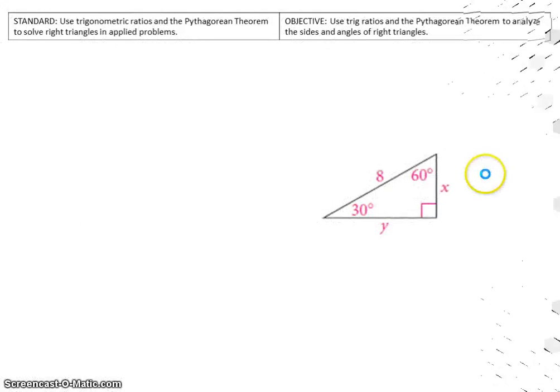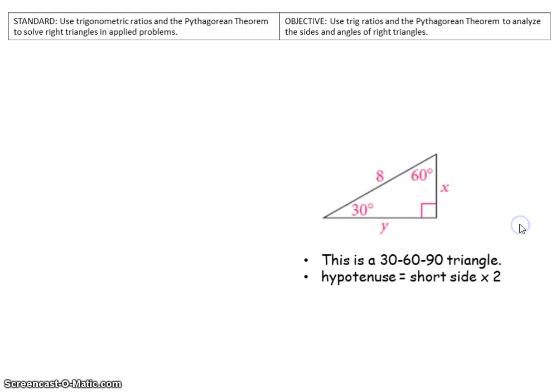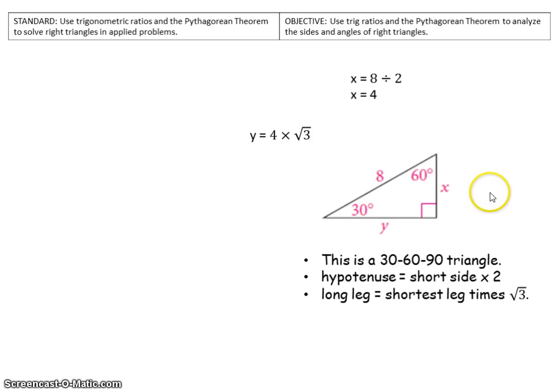One more example. Again, still not in your book. So here we have, once again, a 30-60-90 triangle. The hypotenuse is equal to the short side times 2, and the long leg is the shortest leg times radical 3. Now we're being given the hypotenuse, so once again we're going to divide that by 2 to find out the short side. So 8 divided by 2 is 4. So this is 4, so that means to find y, we're going to multiply that times radical 3. 4 times radical 3 is 4 radical 3, which is approximately equal to 6.93.